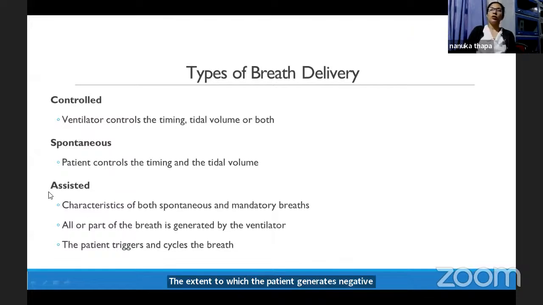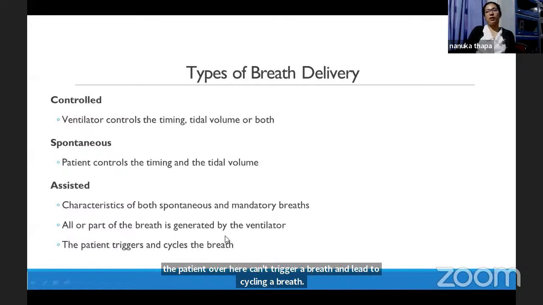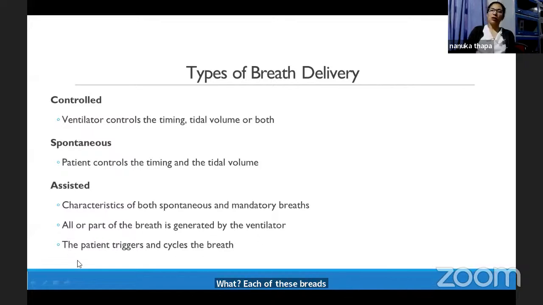The third mode, which is in between the two, is known as assisted mode. Now, it has the characteristics of both the controlled as well as spontaneous breath. So, the patient over here can trigger a breath and lead to cycling of the breath. But each of these breaths is supported by the ventilator. If the patient is not triggering, the ventilator will give only mandatory breaths. But if the patient is triggering a breath, the ventilator is going to support the breath.